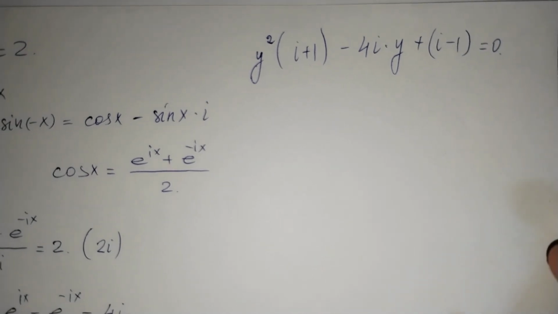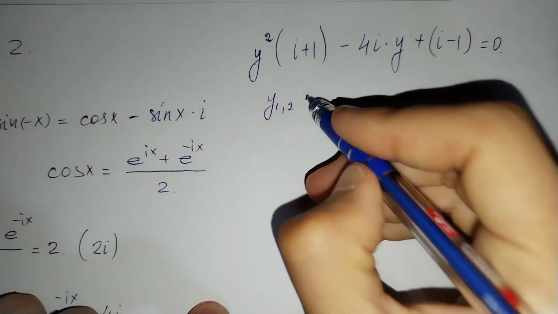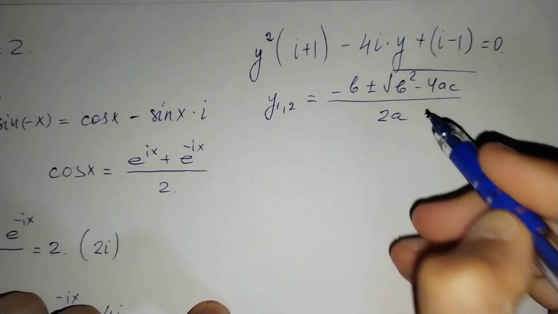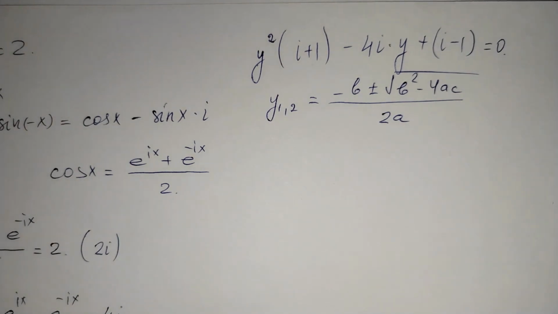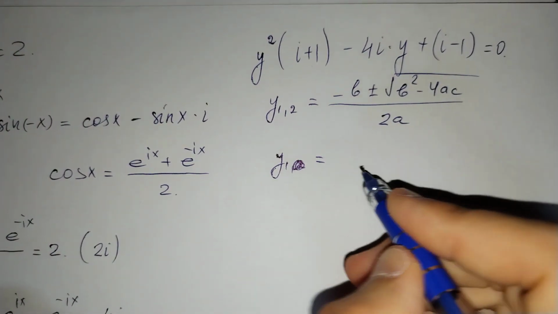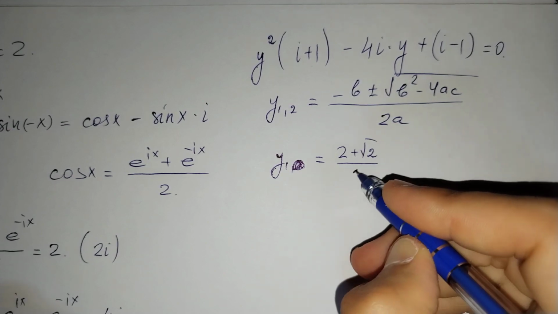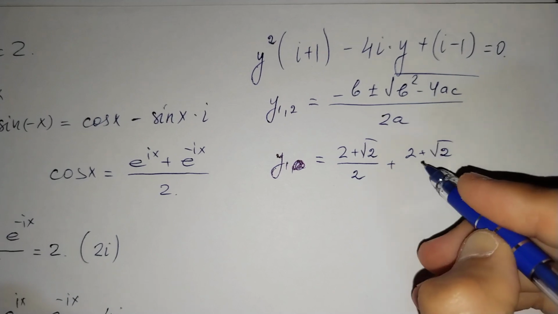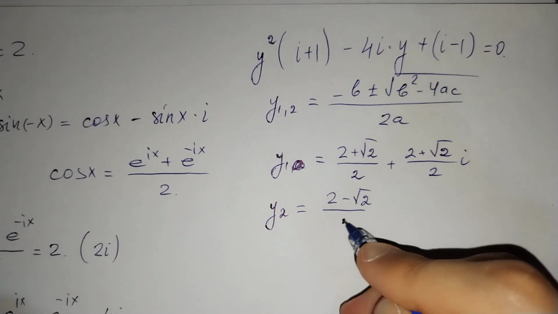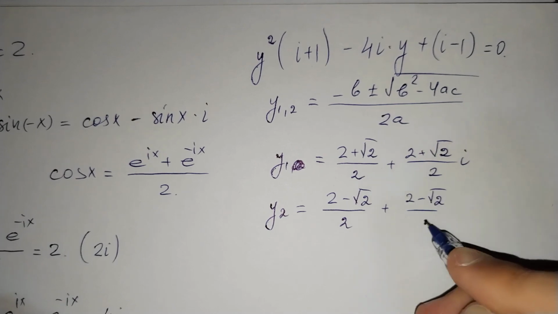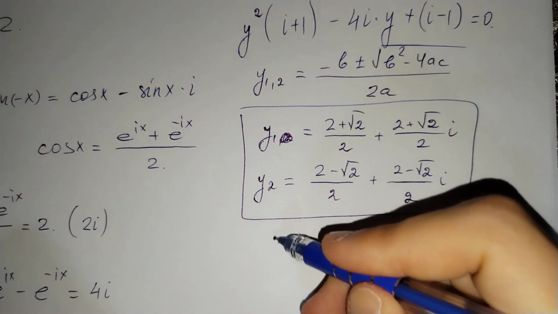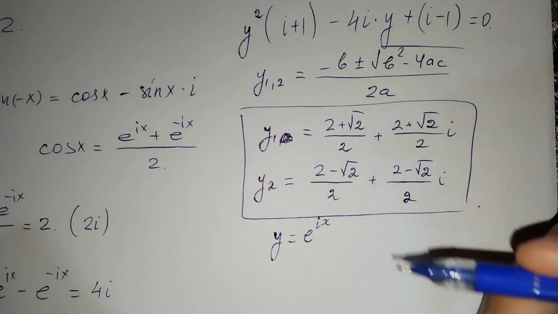We have the formula for the quadratic equation: y1 and 2 is equal to negative b plus minus square root of b squared minus 4ac over 2a. I calculated it, and our y1 is equal to (2 plus square root of 2) over 2 plus (2 plus square root of 2) over 2 times i, and our y2 is equal to (2 minus square root of 2) over 2 plus (2 minus square root of 2) over 2 times i. This is our y1 and y2, where y is equal to e power ix. Am I right?